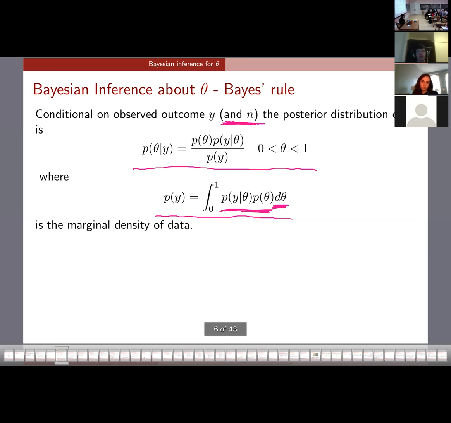Notice here, before we wrote negative infinity to positive infinity for any generic case, right? But here, theta is the success probability, so you're integrating from 0 to 1. So this is that, and it's the marginal density.